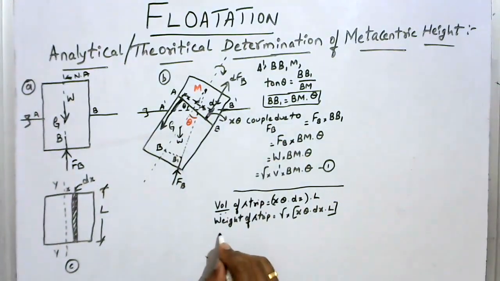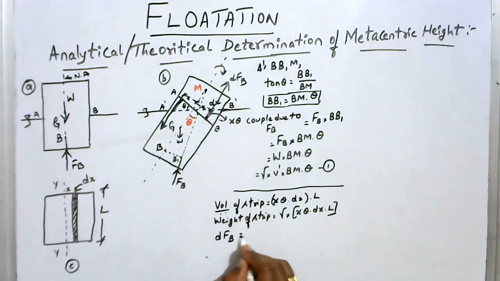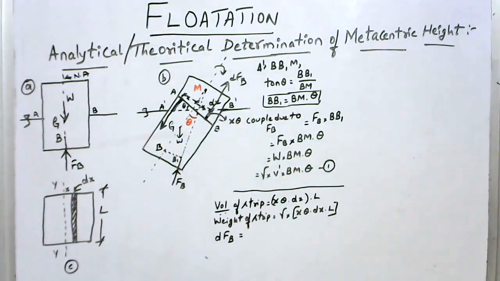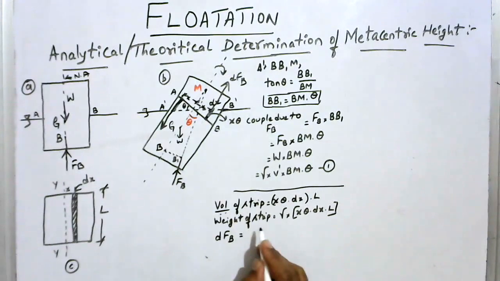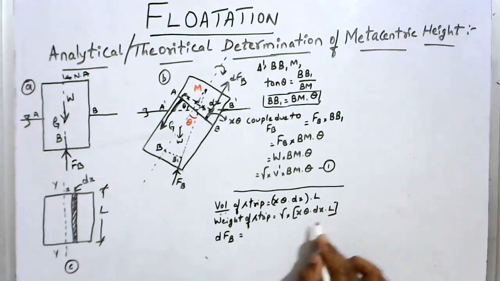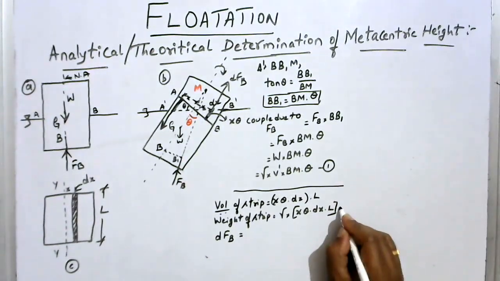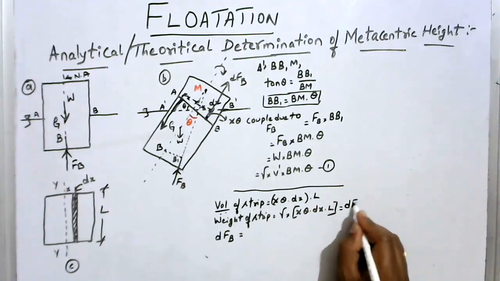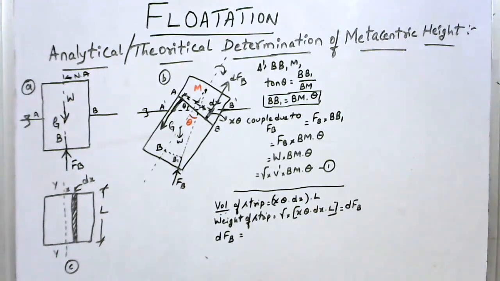Now, this force of buoyancy dFB, which is the force of buoyancy on the strip, is equal to the weight of the strip. Or else I'll write the weight of the strip is equal to gamma into x theta into dx into L, which is further equal to the force of buoyancy due to this small elemental strip.